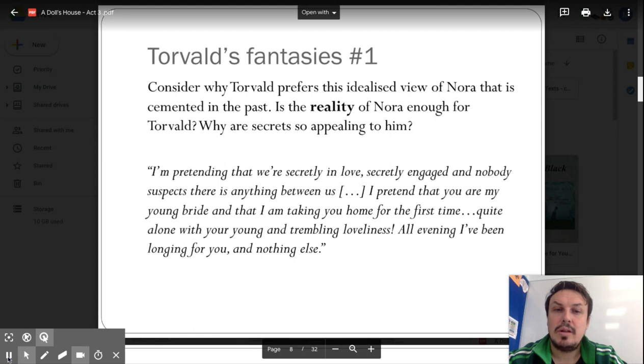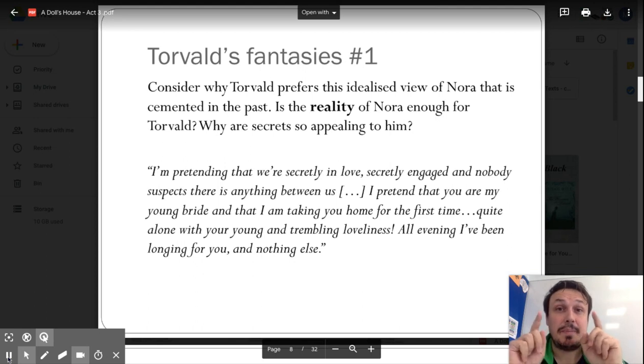Now, this is problematic, it could be argued, in the sense that the reality of Nora, the reality of the marriage that they've had together all this time, should be the real reason why you love someone, because of what Nora's sacrificed and what she's done for the children, how she's raised them, how she's looked after the home, how she's cared for Torvald. You would think those sacrifices would be appreciated.